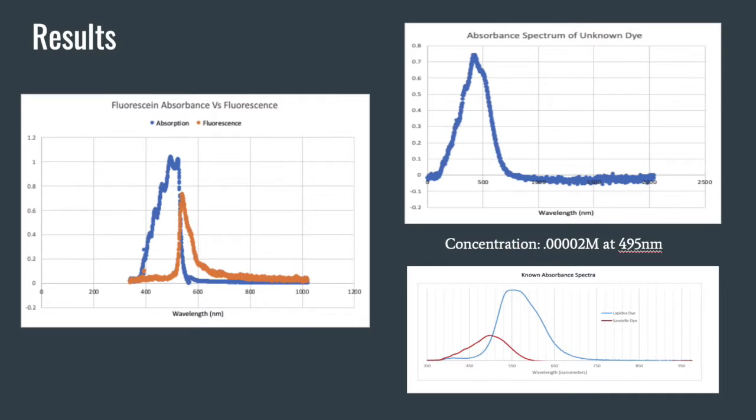The absorbance spectrum of our unknown dye was compared to a known spectrum, both of which are shown on the right, allowing us to determine its identity and thus the extinction coefficient required to calculate concentration. At the maximum wavelength of our absorbance, 495 nanometers, the concentration was calculated as previously mentioned and was determined to be 2.7 times 10 to the negative fifth molar.